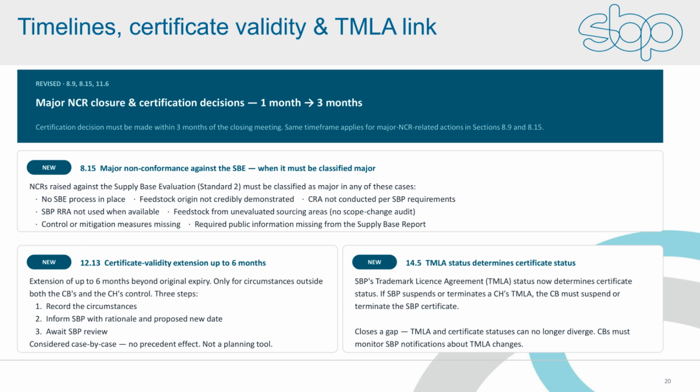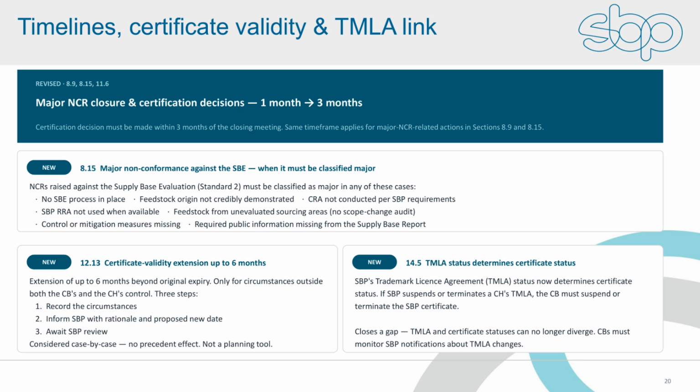Now, timelines, certificate validity, and the TMLA link. 8.9, 8.15, and 11.6. The time frame for closing major NCRs and making certification decisions has been extended from 1 month to 3 months from the closing meeting. 8.15 also defines when an NCR against the SBE must be classified major. Cases include no SBE process in place, feedstock origin not credibly demonstrated, CRA not conducted per SBP requirements, SBPRA not used when available, feedstock from unevaluated sourcing areas without a scope change audit, missing control or mitigation measures, or required public information missing from the supply base report.